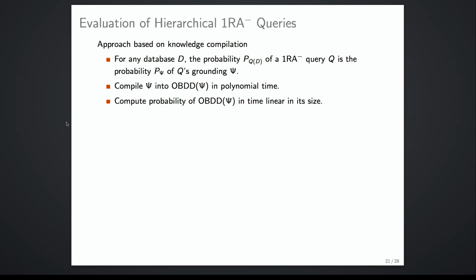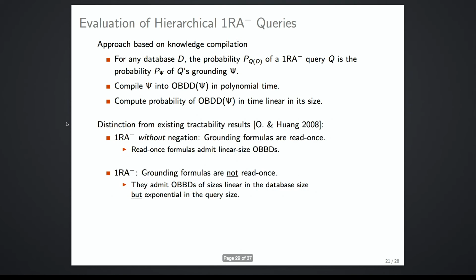So what do we do then? We take the grounding of the query, and we show that we can compile it into an OBDD, an ordered binary decision diagram, in polynomial time. Once we have this, we can easily get its probability. Then, using what Dan also mentioned before, namely that the probability of this grounding is the same as the probability of the query, we get the probability of our query, and we actually solve the problem. So yes, 5 minutes, yes.